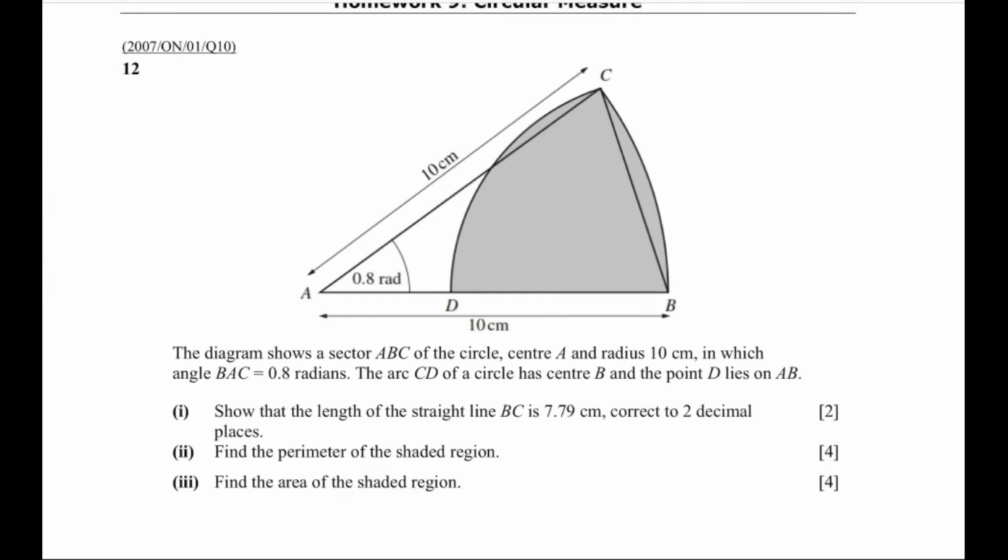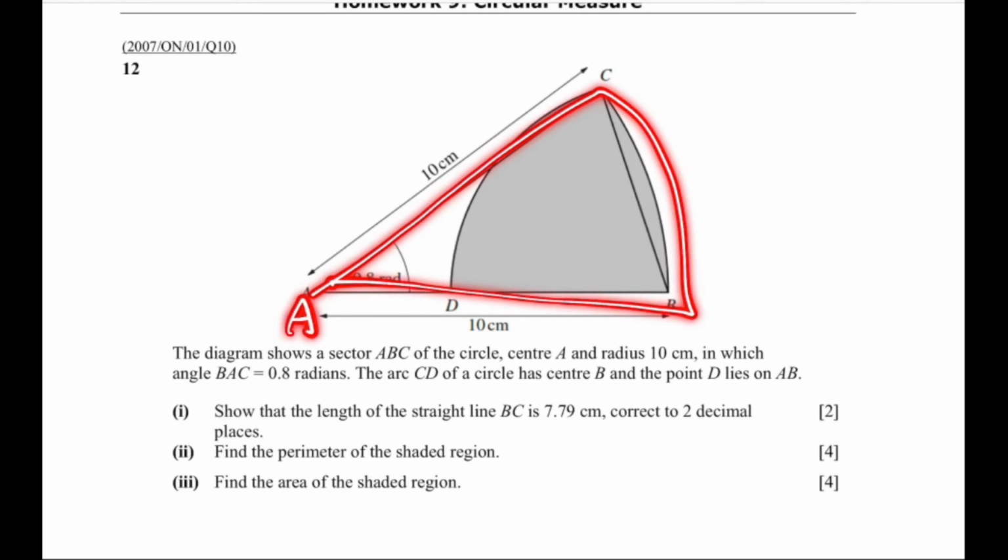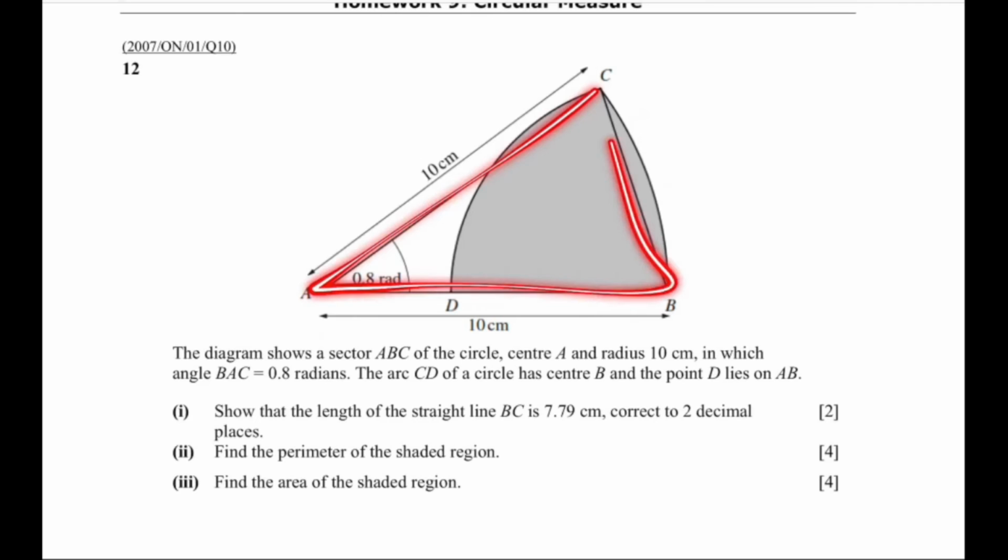We have a sector BCD, a sector with center B. We also have a sector ACBD with center A, and we have a triangle ABC. Three different shapes here. The first thing is to show the length of BC. This one is 7.79.